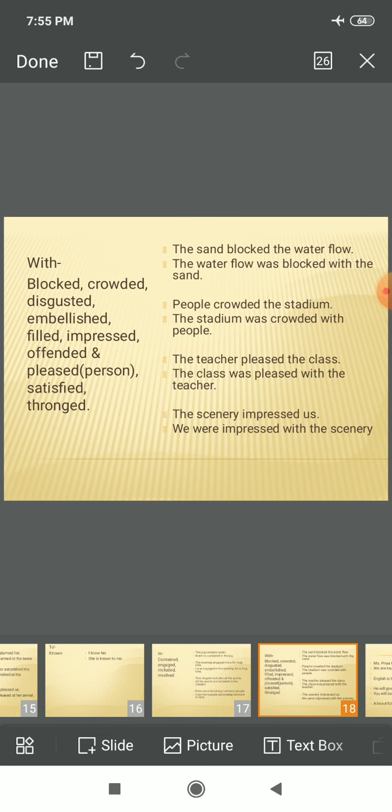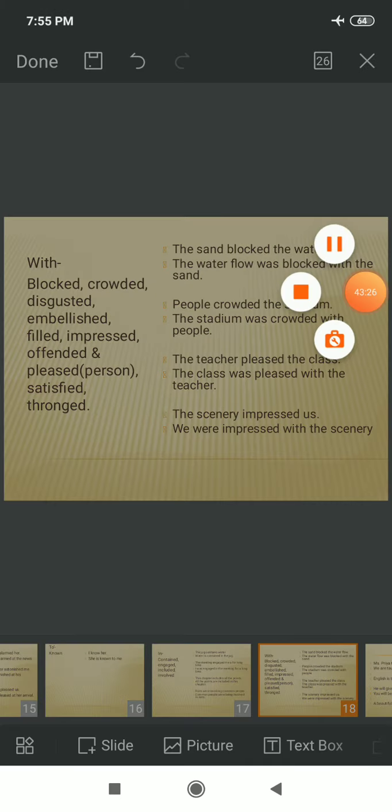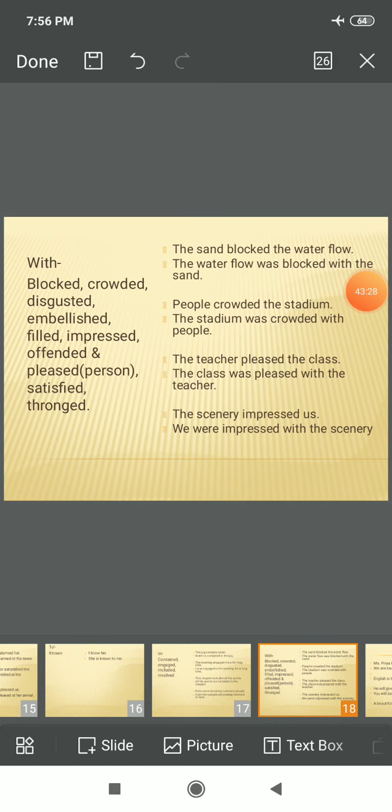The water flow was. Blocked is the second form of verb. So in the passive voice we will use was or were, and the water flow is singular, so was will be used. Sorry. It's like the water flow was blocked with the sand. Right? I'm so sorry. Next is, people crowded the stadium.